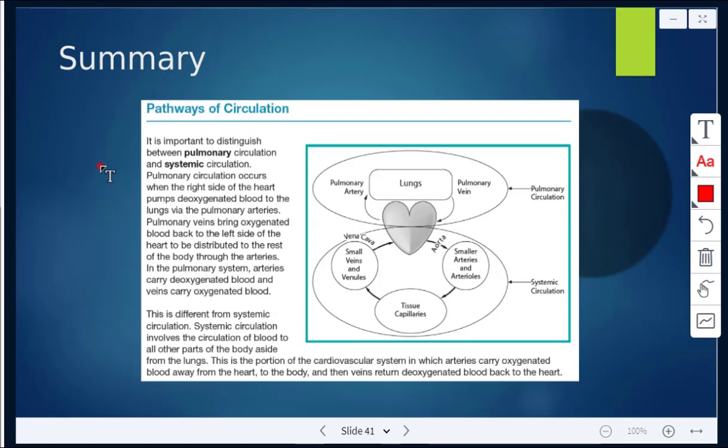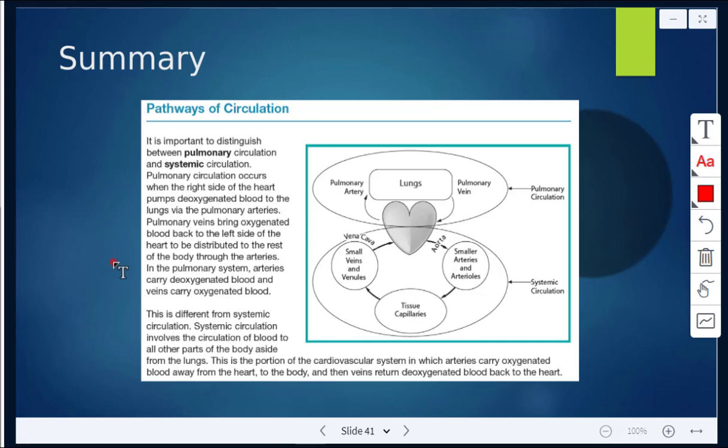All right, and then we talked about the pulmonary circulation versus systemic circulation. So pulmonary circulation occurs when the right side of the heart pumps the deoxygenated blood to the lungs by the pulmonary arteries. The pulmonary veins will bring the oxygenated blood back to the left side of the heart, and then it will be distributed to the rest of the body.